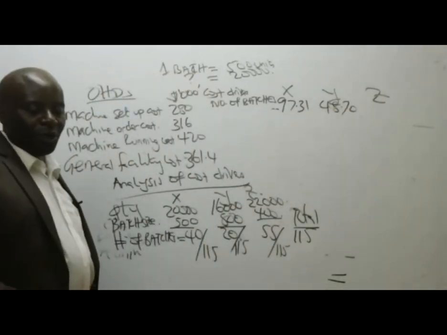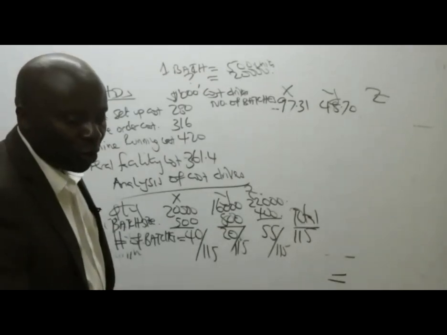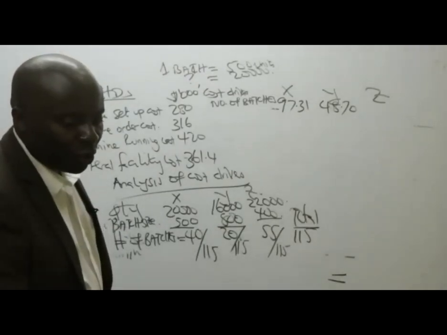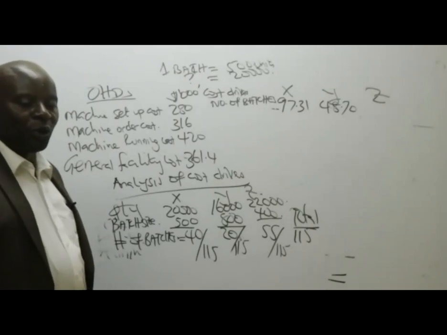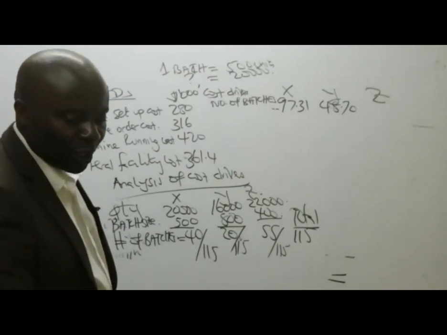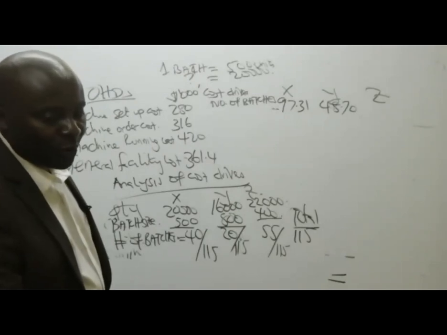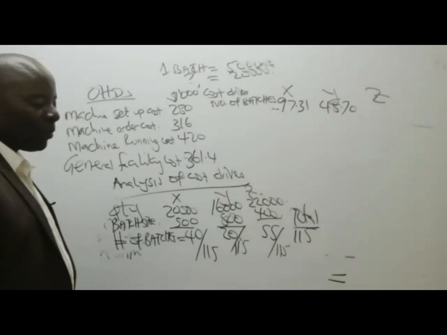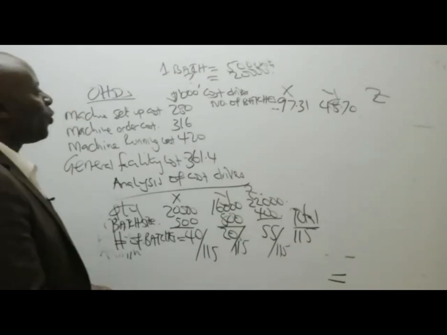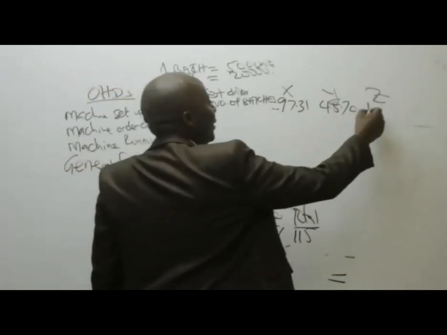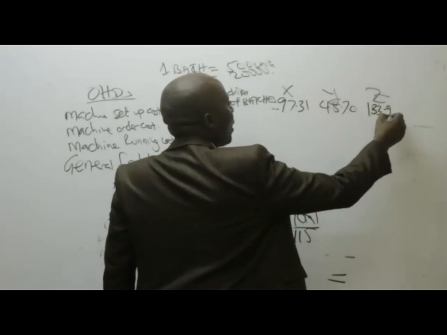How about Zedo? For Zedo, what do we have? For Zedo we have 133.91. So is that okay? Is that okay really? 133.91?